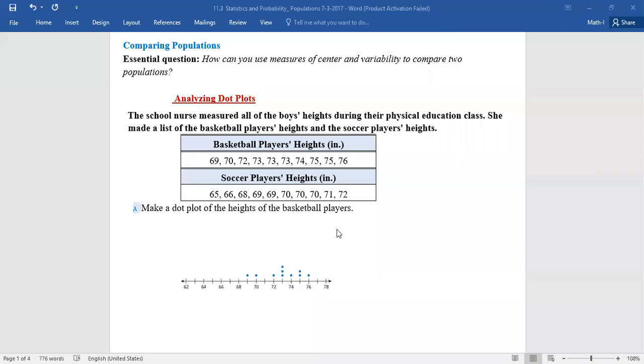You will find this part in our book in lesson 11.3, and this is the last lesson we are going to take. It's talking about analyzing dot plots. We already talked before about how we can represent data by using dot plots, right?